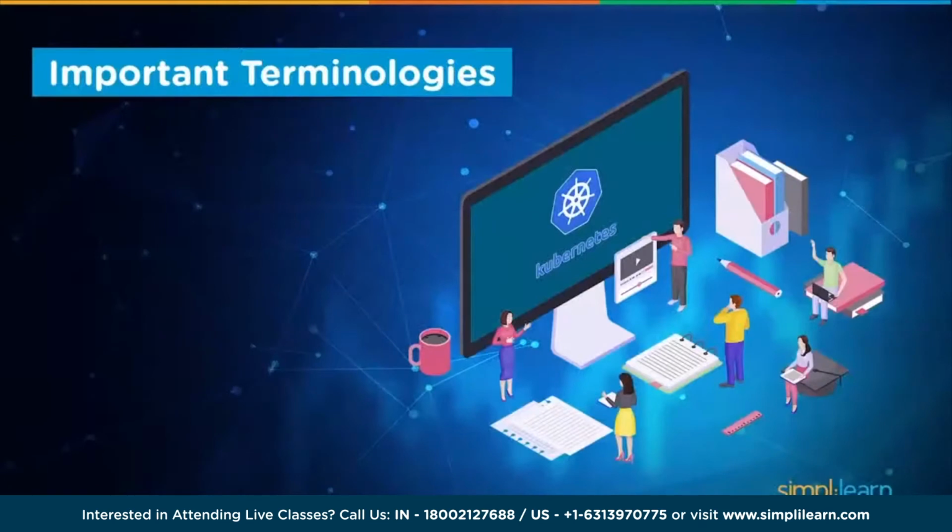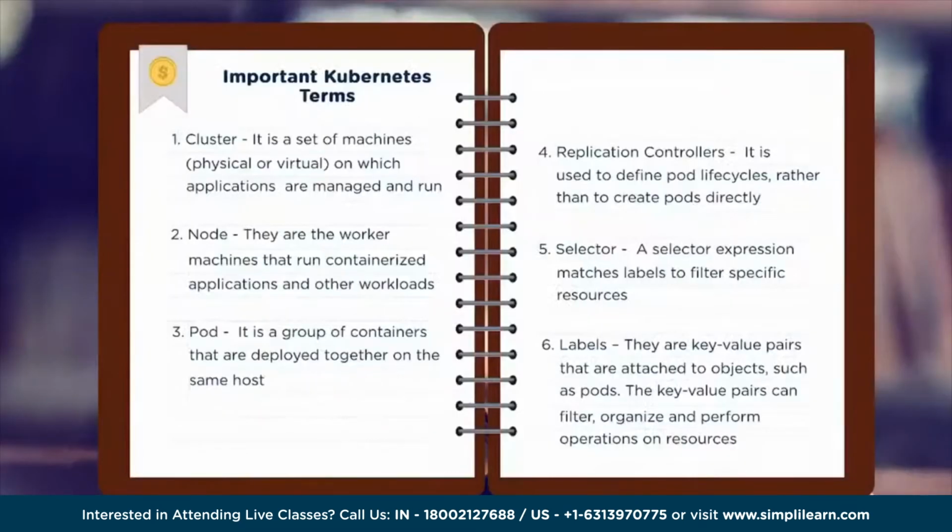So let's finally look into some of the important terminologies before we take our time to do a demo. We have 6 terms that we're going to look through, and we'll let you read through these. We have a cluster, which is a set of machines, physical or virtual, in which applications are managed and run. We have a node, that are the worker machines that run containerized applications and other workloads. There is the pod, which is within a node and is a group of containers that are deployed together on the same host.